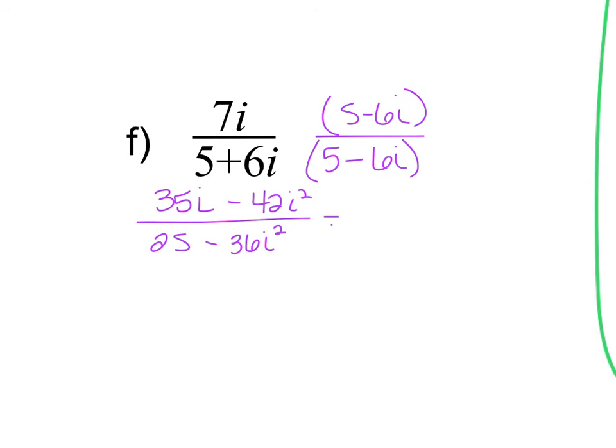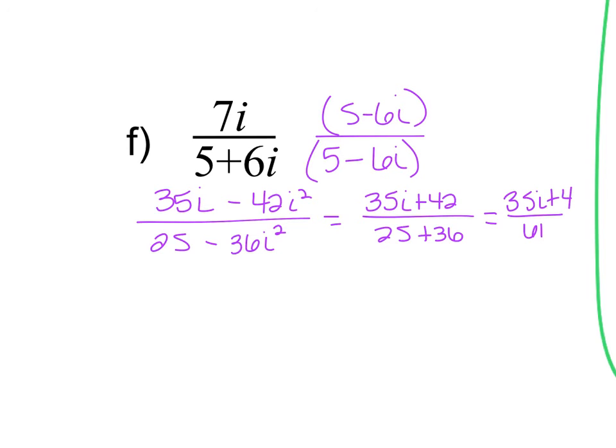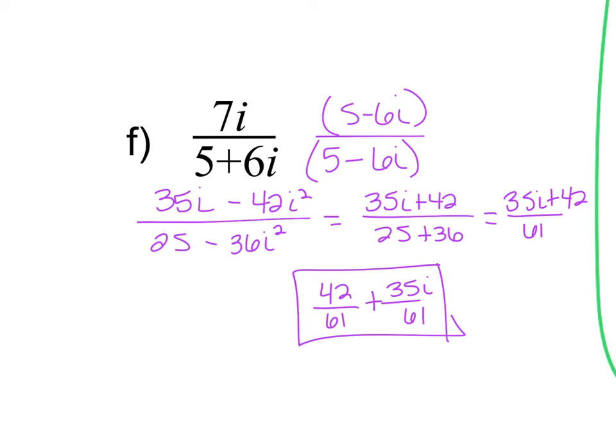Let's clean her up. So we've got 35i plus 42 over 25 plus 36. So that would give me, what is that, 61 on the denominator. Now you just need to write it in the right order and break it apart. So this becomes 42 over 61 plus 35i over 61. All right, I don't think I can simplify either one of those. 61 is prime, so that will be it.